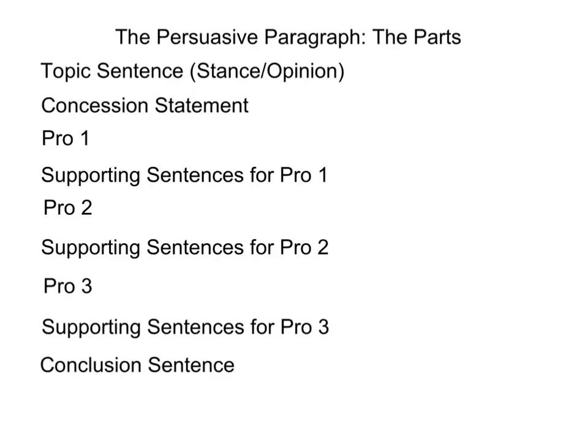Like all paragraphs, the persuasive paragraph begins with a topic sentence. With the persuasive paragraph, it's slightly different because although the topic sentence still introduces what you're going to write about, it takes more the form of a stance or opinion on an issue. So your first sentence is going to be your opinion on the issue. For example, Havre High School students should be allowed to wear hats in the classroom. That's an opinion and it's straight to the point.